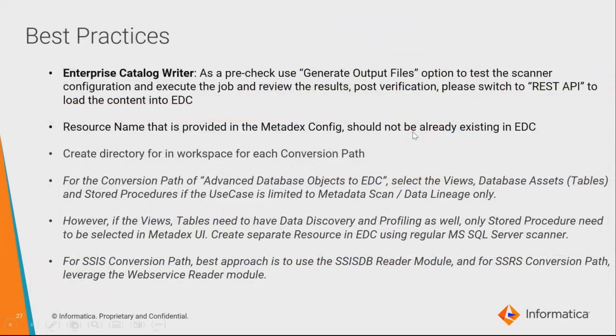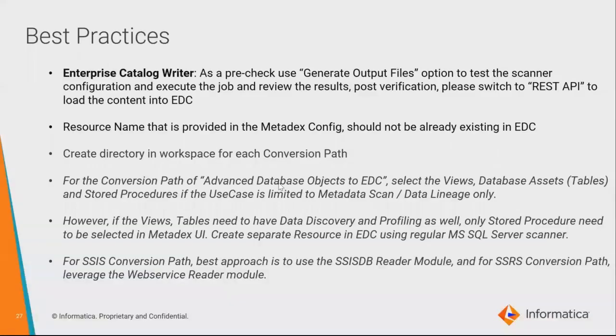Let's move into best practices. For any new configuration or a change to an existing configuration, as a pre-check, use the generate output files option in Enterprise Catalog Writer to test the scanner configuration, execute the job and review the results. Post verification, please switch to the REST API to load the resulting content into EDC. The resource name that is provided in the Metadex config of Enterprise Catalog Writer should not already exist in EDC.